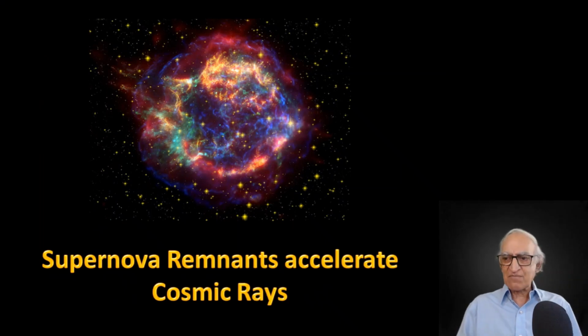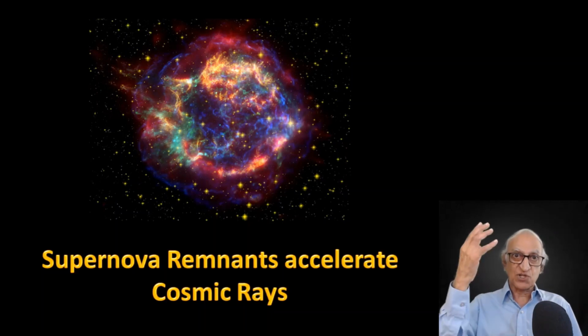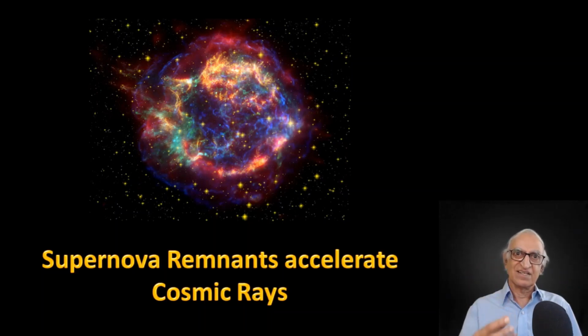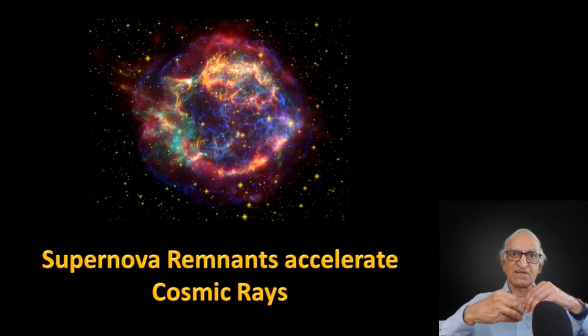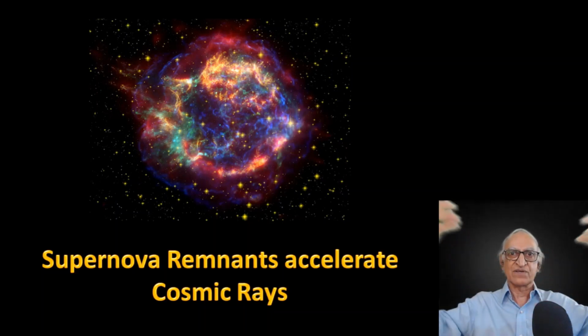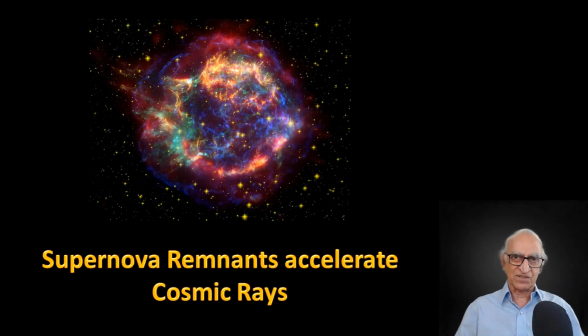The supernova remnants are also the sites of acceleration of cosmic rays. We know cosmic rays come to the Earth. We know cosmic rays are produced by pulsars. We discussed that at length. The Goldreich-Julian mechanism where particles are pulled out of the surface and accelerated along the electric field parallel to the magnetic field, and they flow along the open field lines into the interstellar space.